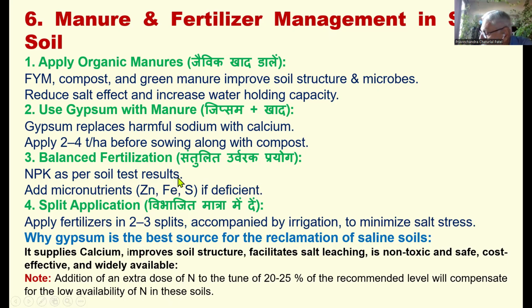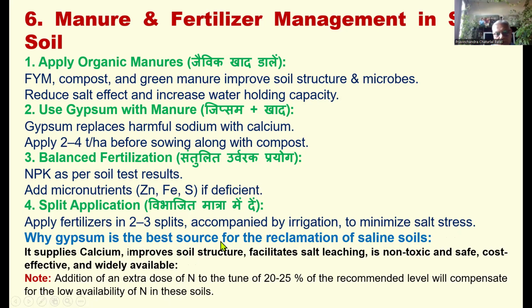So we have to carry out the soil analysis, and as per the soil test value, we have to add the nutrients in soil. Add micronutrients, zinc, iron, sulfur if deficient. Then split application, विभाजित मात्रा में दें. Apply fertilizer in 2 to 3 splits, accompanied by irrigation to minimize salt stress.